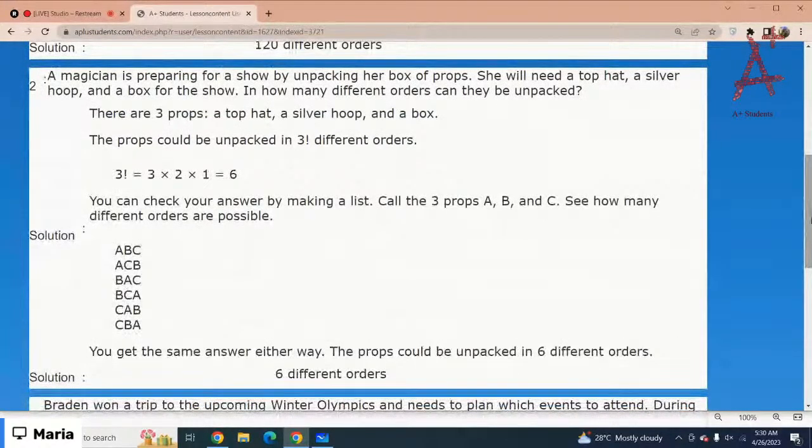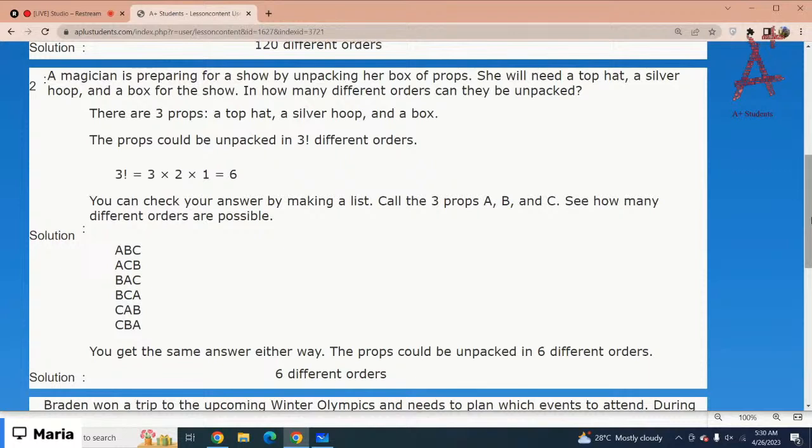A magician is preparing for a show by unpacking her box of props. She will need a top hat, a silver hoop, and a box for the show. In how many different orders can they be unpacked? There are three props: a top hat, a silver hoop, and a box. So the props can be unpacked in 3 factorial different orders. Got it? 3 times 2 times 1, that would be 6.